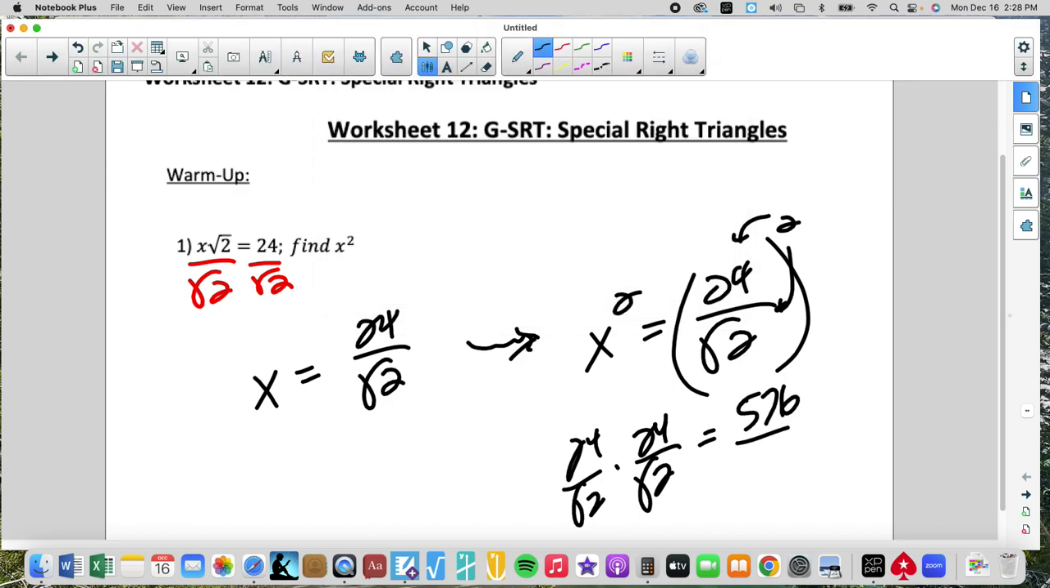An outstanding student would know their 24 squared. They would know perfect squares up to 25. An outstanding student. I'm a satisfactory student at the moment. You should have seen how many mistakes I made on 11.